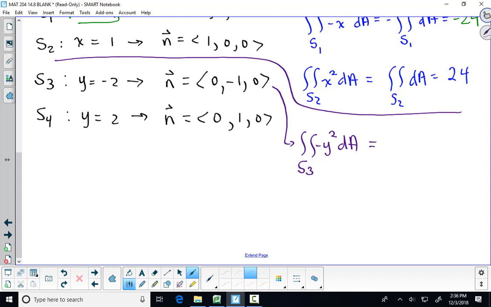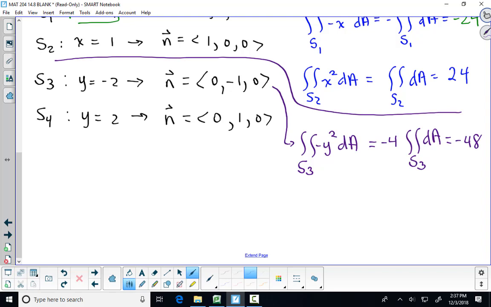So y on this face is always negative 2. So we're going to get 4, negative 4 outside, times the area of face S3. With this face, we're dealing with the x direction and the z direction. We're between these two y values, but the face is with respect to x and z. We already said that z goes from minus 3 to 3, so the height of that face is 6, and the width of that face is 2, from x equals negative 1 to x equals 1. So we have 6 times 2, which is 12, times negative 4, so we get negative 48.